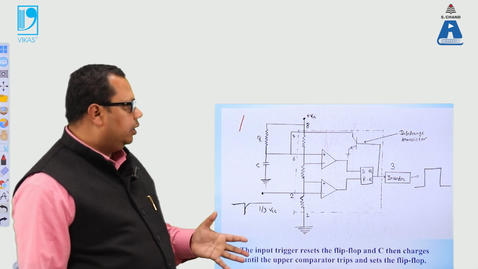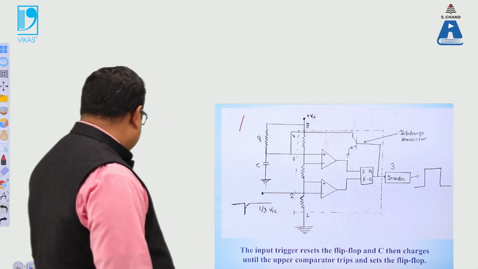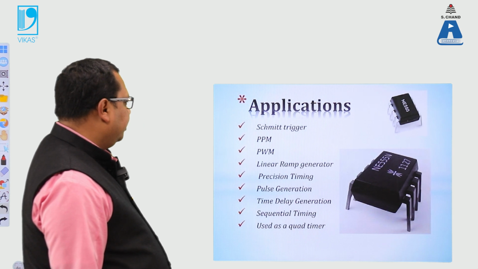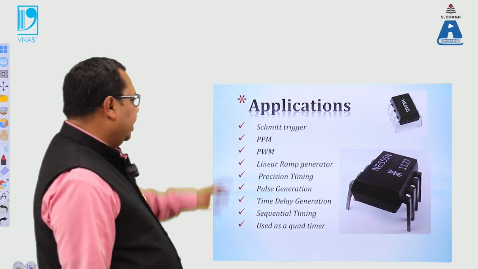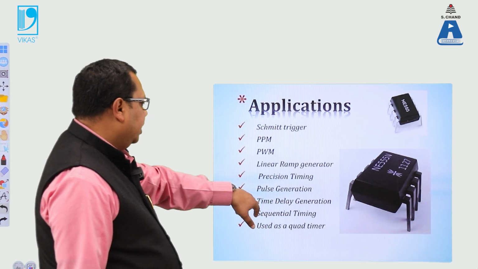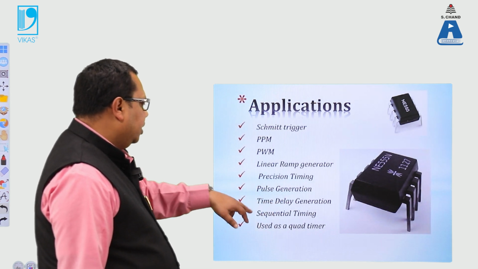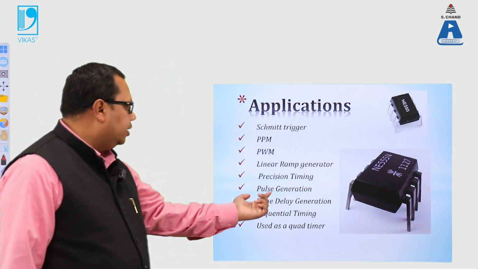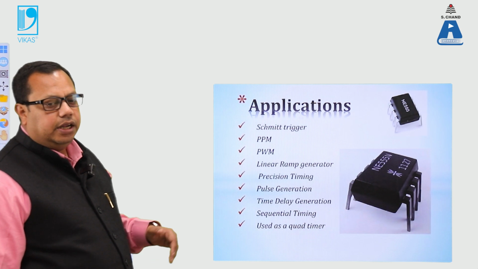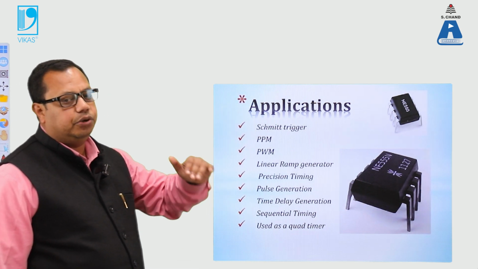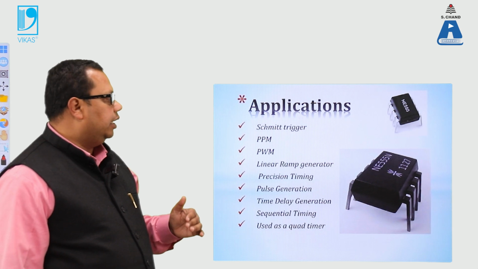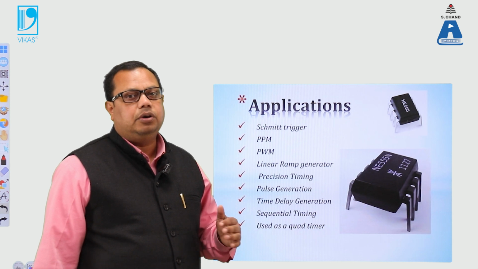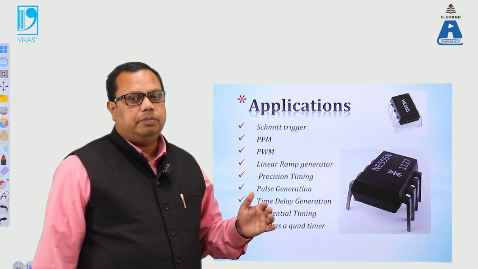So these particular circuits are used everywhere. If you go to the applications, we can see that they can be used as a trigger, as a low ramp generator, PWM, a timer circuit, pulse generator, time delay generator, sequential timing, and as a quad timer and all that. Sequence generating means that it can be used as a timer for different sequences. We can set the particular variation of time, and it will work on the different variations of time.